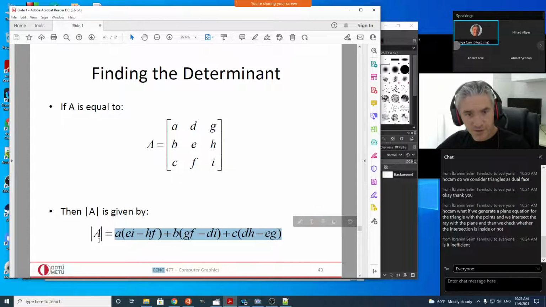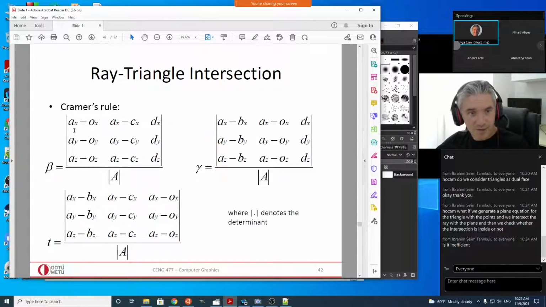So if this is the determinant of a 3 by 3 matrix, you just apply this to these values here. It may seem a lot longer in code, but it will just be multiplications, and some of these determinants, for example, the determinant of A, are used only once. You compute four different determinants, four equations, and alpha, beta, gamma, and t will be computed much more efficiently than using the alternative method with other vector operations.